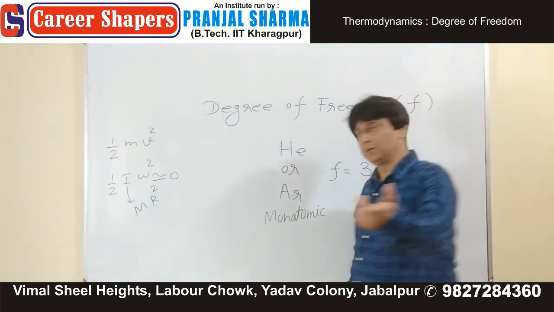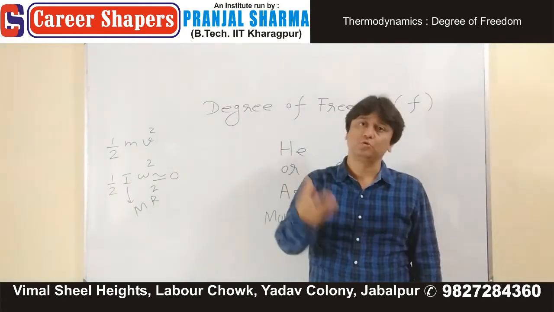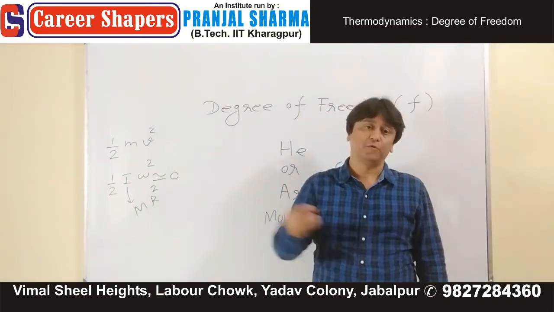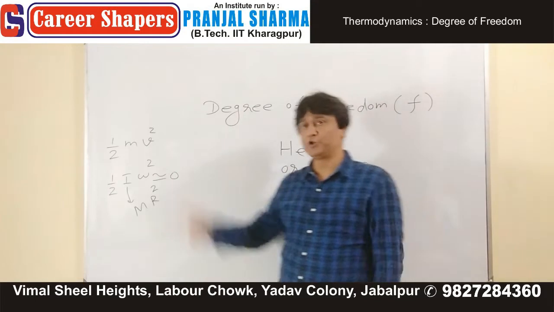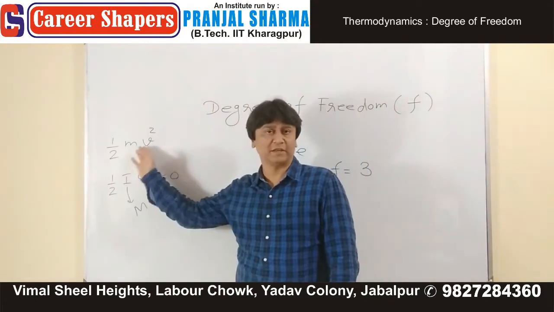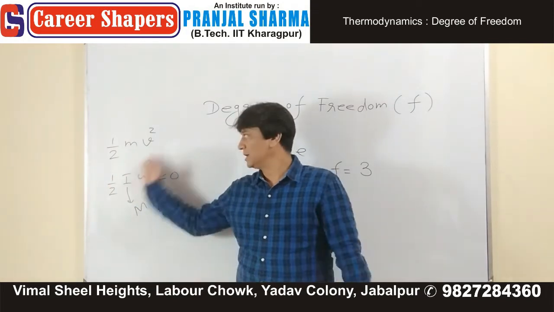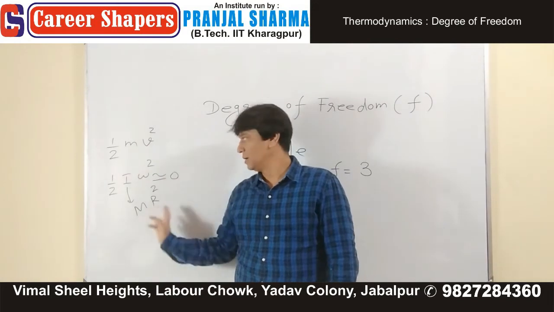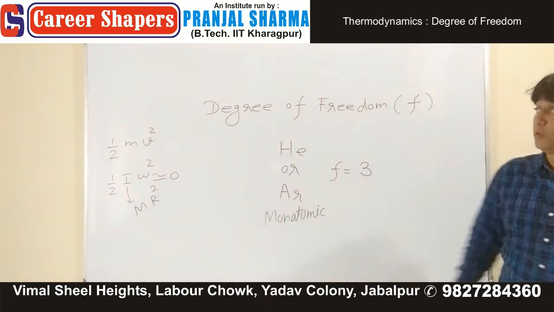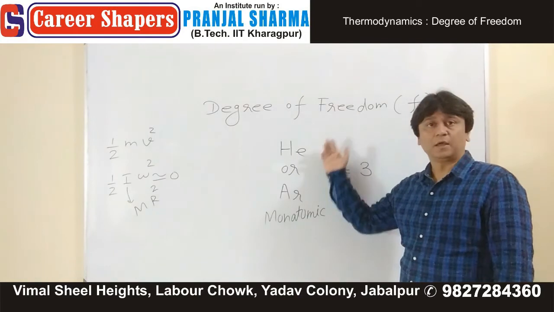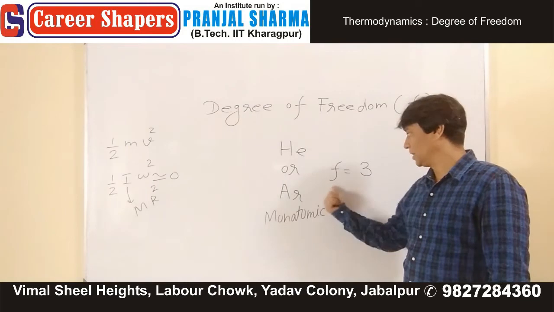It is negligible as compared to half mv square. This half mv square is negligible to what? Kinetic energy of a moving ball. If you have a ball, cricket ball or anything, if you throw it, and you compare kinetic energy of that moving ball and this half mv square, this thing is almost negligible. So the thing is that it's a relative thing. As compared to half mv square, half I omega square is negligible, and therefore there are only 3 modes in which helium, argon or single atom gas can have its energy, and therefore degree of freedom is 3.